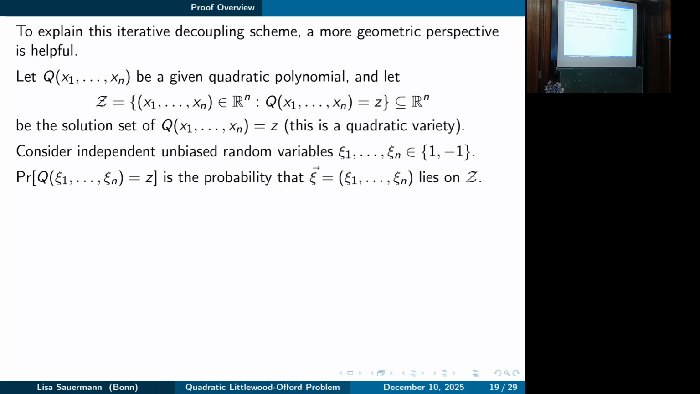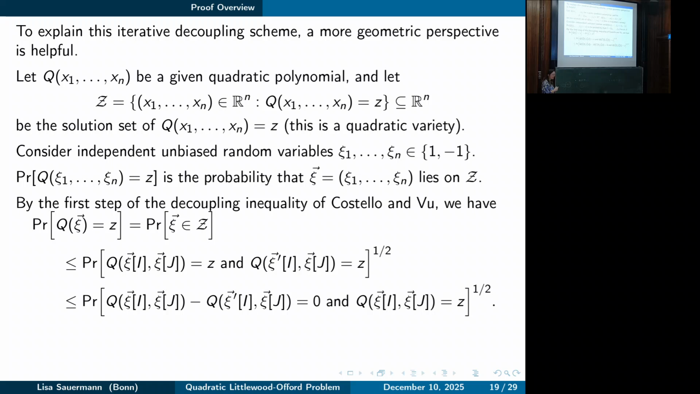Okay, so now we are considering independent unbiased random variables, xi_1 to xi_n, in plus or minus 1 as before. And now the probability that we care about is exactly the probability that this random vector lies on Z. I think to all of you, this step will be very natural. Okay, so we can now rephrase this decoupling idea in this language. So the probability we care about is the probability that the random vector lies on Z. And by this decoupling, as we saw before, that is at most the probability that this comes out to Z, and it also comes out to Z if we take psi i prime instead of psi i, with the exponent of a half here.